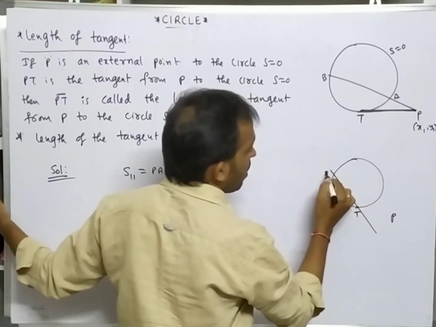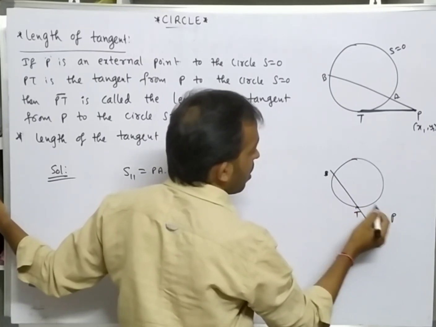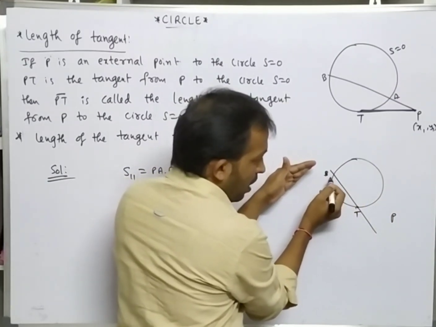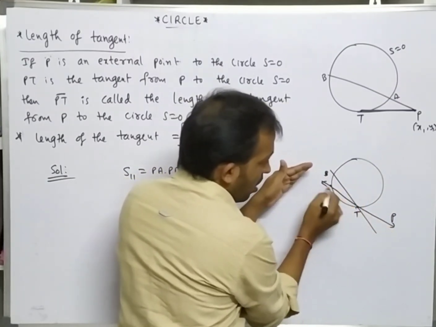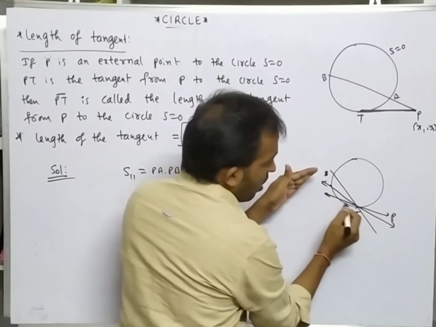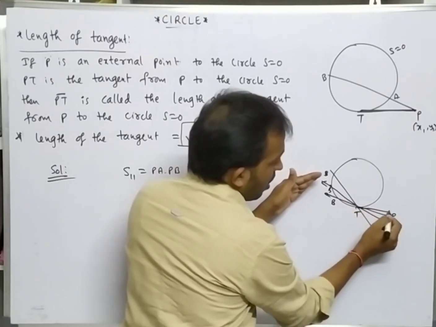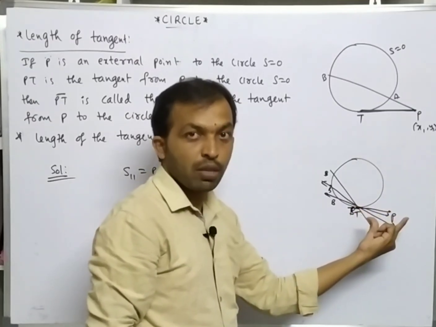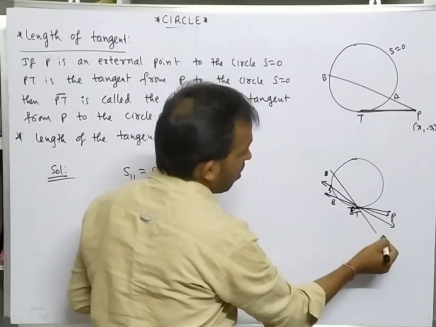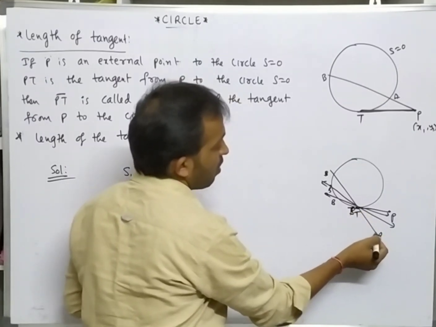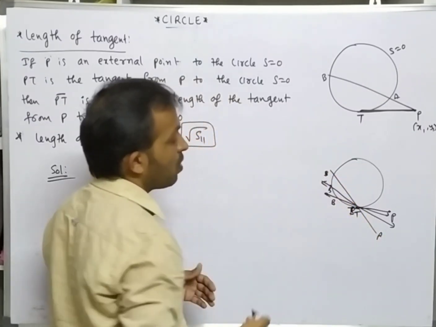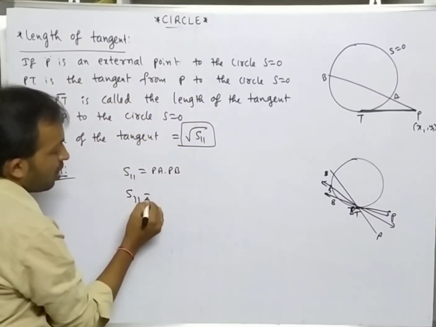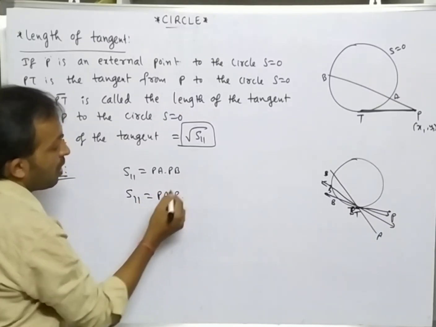Assume this is T, this is B. As B approaches T, the line moves like this. As B comes here, the line moves like this. As B coincides with T, B and T both coincide here. So this is PT, the length of the tangent. If P is here, then the formula of power of a point is PT into PB. Now as B approaches T and coincides with T, that formula becomes PA into PA, that means PT into PT.